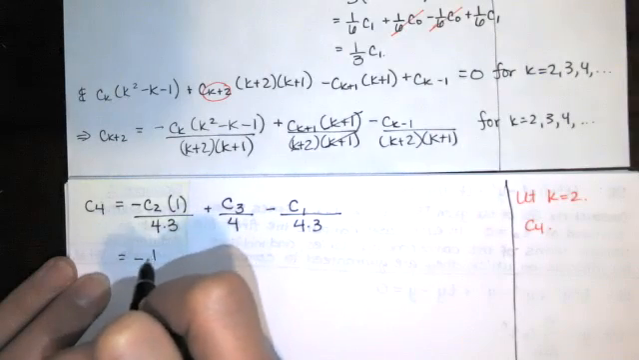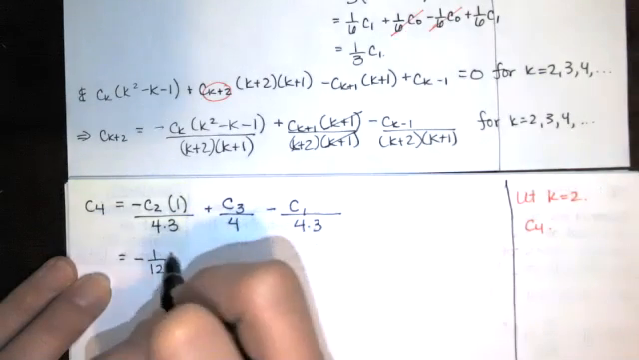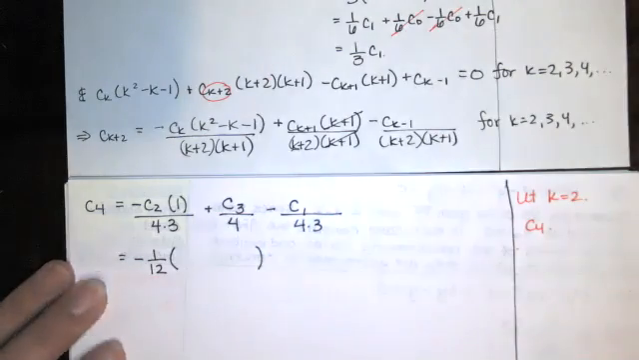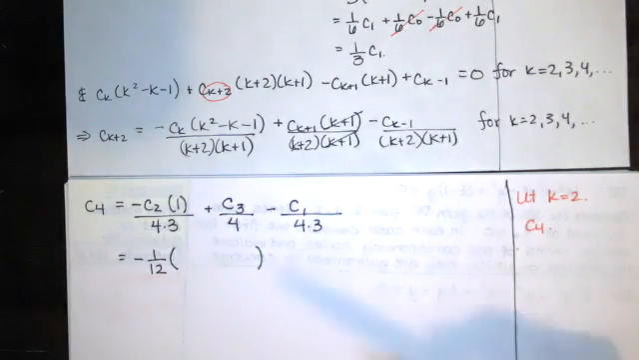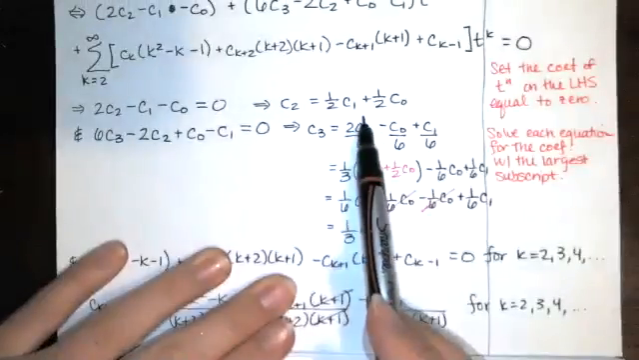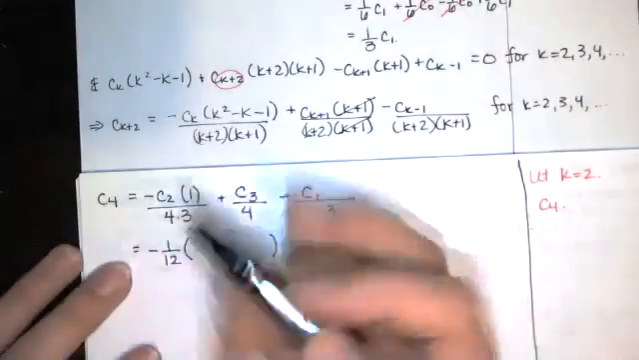Okay, so we've got negative 1/12 of c sub 2, which we know already in terms of c sub 0 and c sub 1 is this. So we're going to substitute that in.